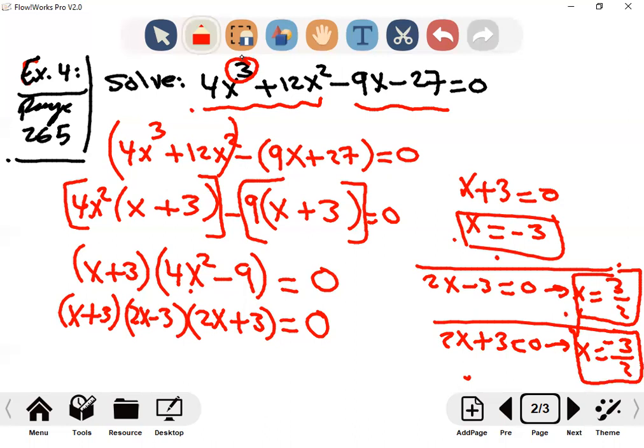What does this mean? If you have a calculator and you replace this x by negative 3 and find your answer, the answer should be what? 0. And if you do the same for 3 over 2, and do the same for negative 3 over 2, you always have 0. Do you understand this idea? This is a very important idea. Let's do the check after this example.